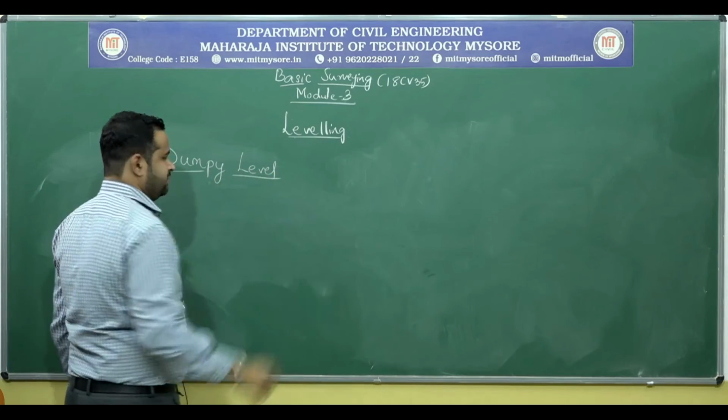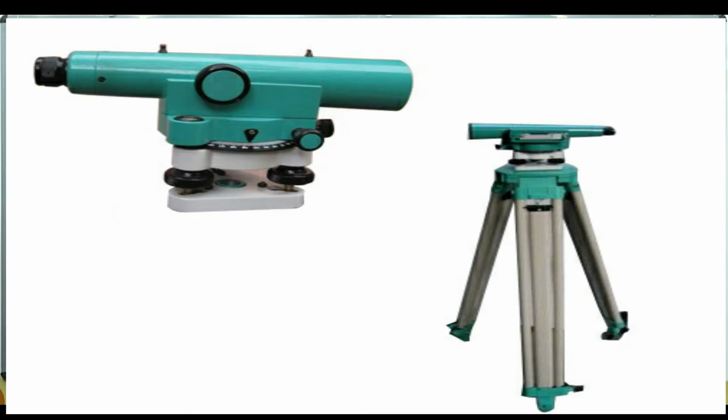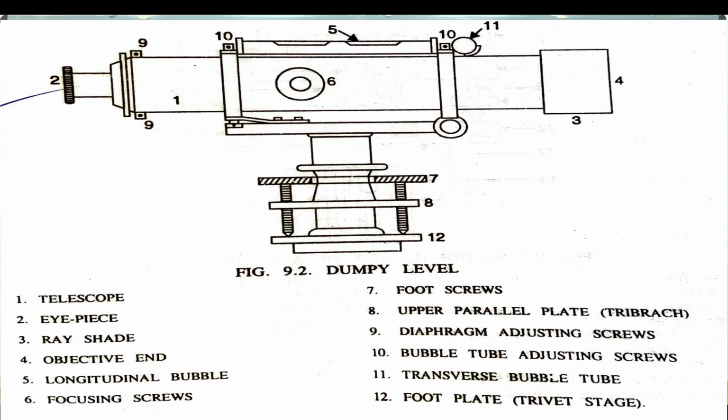Dumpy level. I will show you this dumpy level in the next session. First let us understand what is dumpy level. Dumpy level is an instrument used to determine the elevation of a given point. It consists of a telescope tube firmly secured in two collars fixed by adjusting screws to the stage carried by the vertical spindle. The modern form of dumpy level has the telescope tube and the vertical spindle cast in one piece, and a long bubble tube is attached to the top of the telescope. This form is known as solid dumpy.